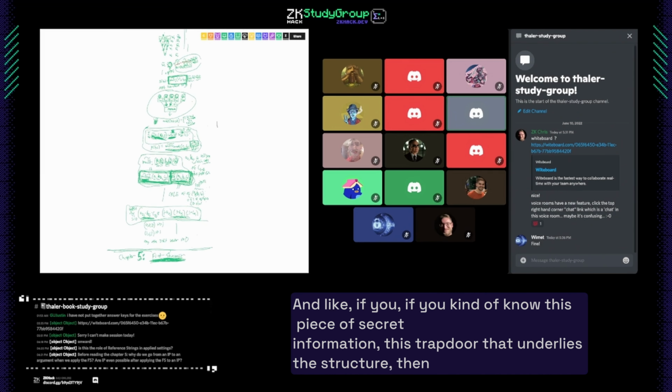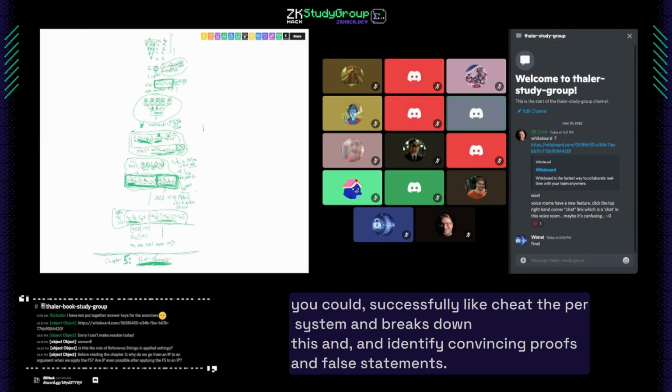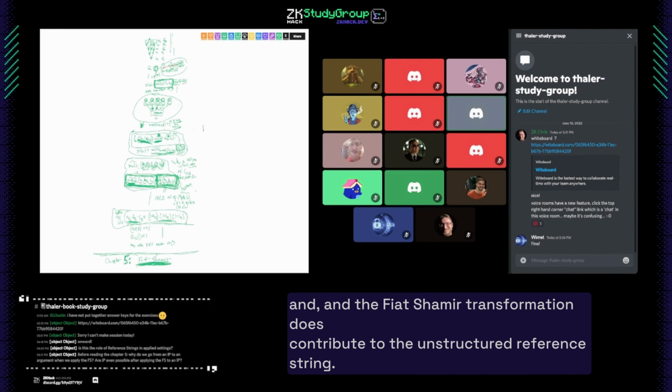And if you know this piece of secret information, this trapdoor that underlies the structure, then you could successfully cheat the proof system, break soundness, and identify convincing proofs of false statements. And then there's unstructured reference strings, and the Fiat-Shamir transformation does contribute to the unstructured reference string.